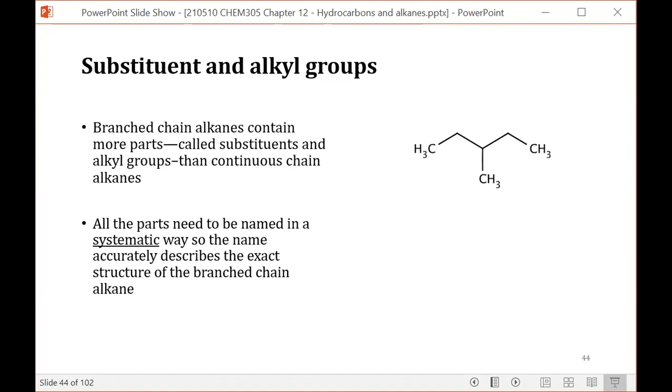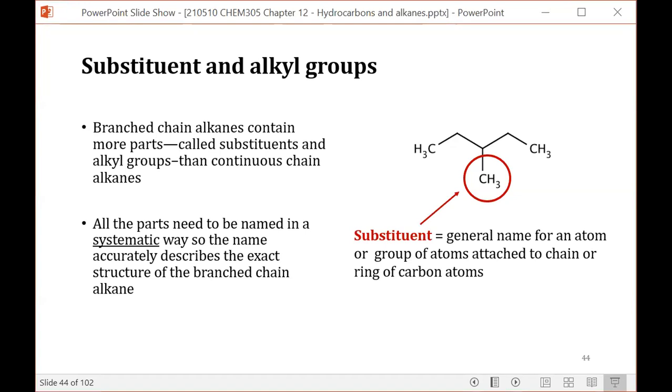So for example, this branch chain alkane, if I try to trace the whole molecule, I can't get the whole thing traced without having to backtrack. So it contains a branch chain. It has a main chain plus a branch sticking off. So all these parts, the main chain, the longest part I can trace, as well as any branches sticking off of that, have to be named in a systematic way so that the name accurately describes the exact structure, so that just based on a chemical name, we know exactly what structure that name is referring to.